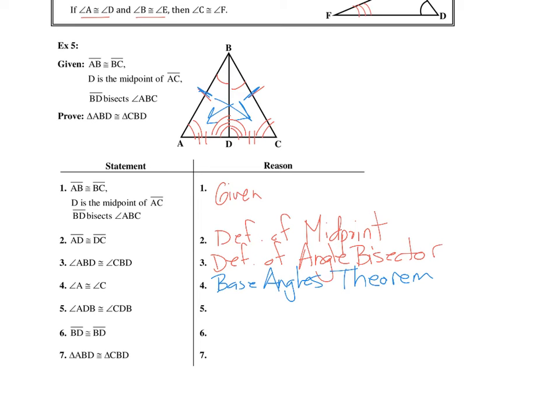Now, how do you know that? We already have two pairs of angles that are congruent, so the third pair must also be congruent by the third angles theorem. All right, then I have BD is congruent to BD. All right, that's the reflexive property.